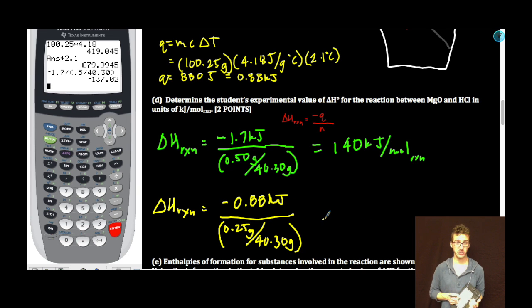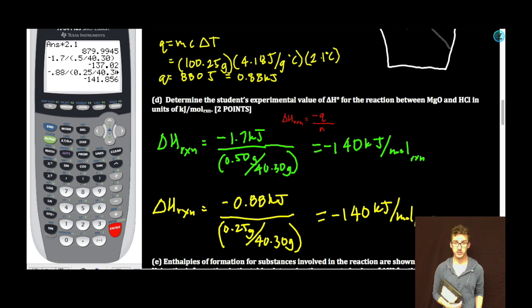Let's jump to the calculator here. Negative 0.88 divided by 0.25 divided by 40.30, close parentheses, inch. Notice that, whoops, I forgot my negative. Notice that to 2 sig figs, the enthalpy change for this reaction is negative 140 kilojoules per mole.